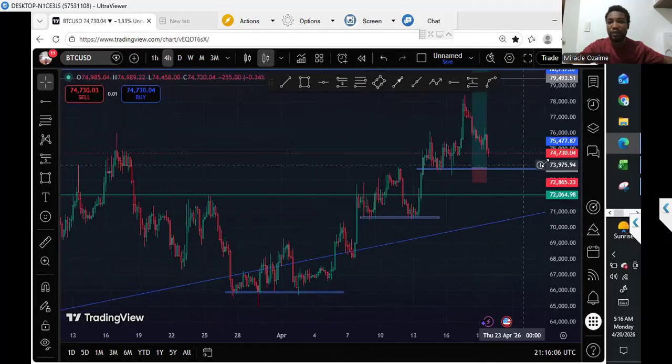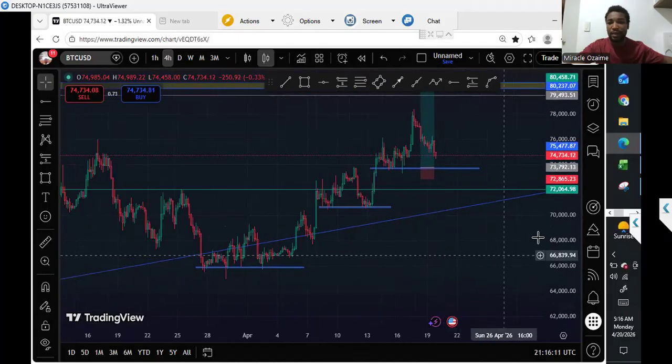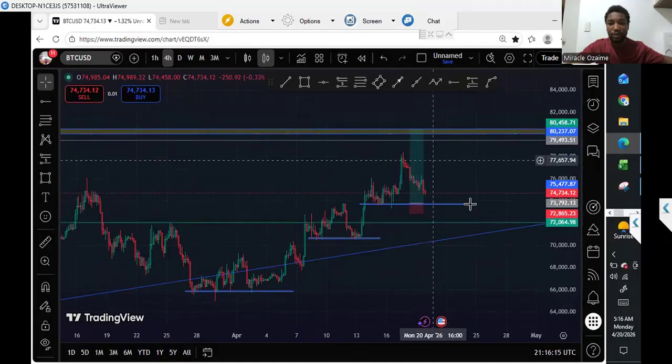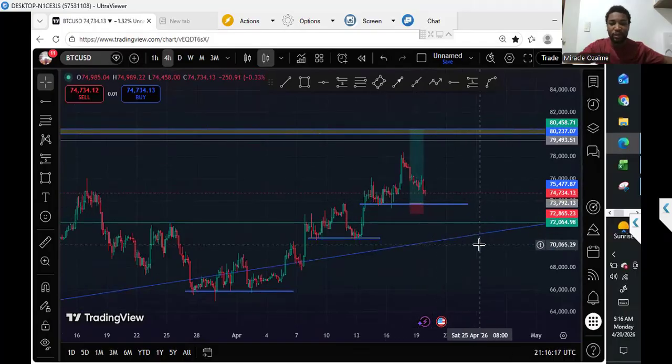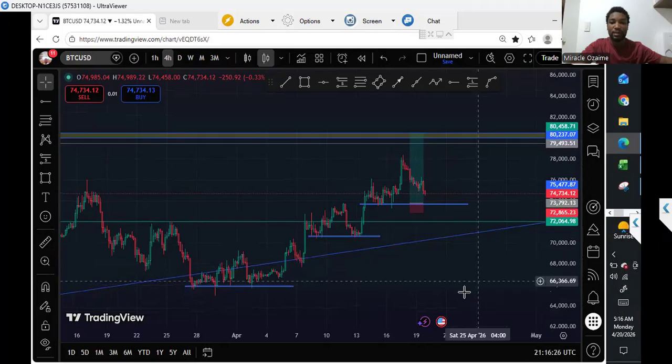However, on the 4-hour time frame, it's still looking good to me because we can easily take a trade of 3 to 1 or 4 to 1 from this place to this place. This is a lower time frame trading opportunity, like maybe a day trading opportunity that we can take advantage of. So this is what I'm looking at on BTC.